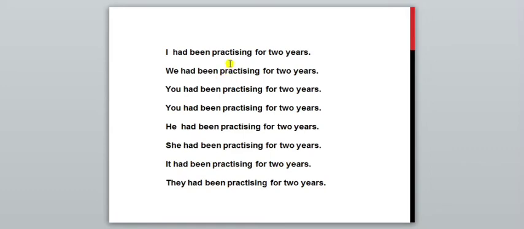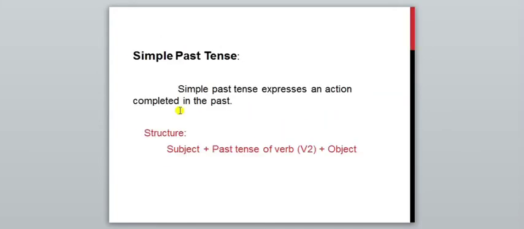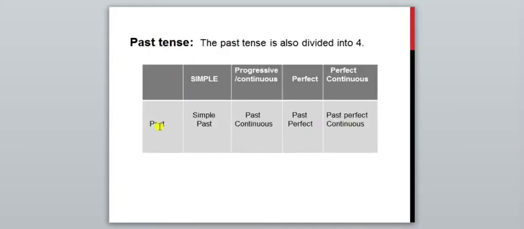Okay, only change the verb. Instead of practicing, use any other verb, and change the subject. With the remaining part of the sentence also you can make sentences. Okay, in this way we have learnt all the types of past tense: simple past tense, past continuous tense, past perfect tense, and past perfect continuous tense.